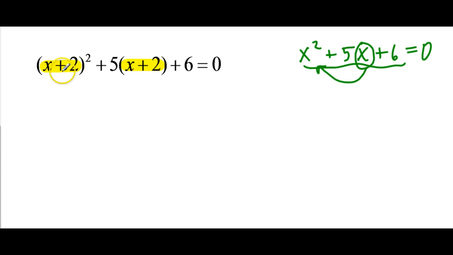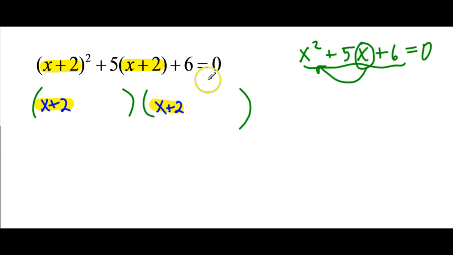So rather than FOIL this out, combine like terms, do the whole 9 yards, I'm going to treat this as my new x right there. My x plus 2 is x. So I'm going to factor like normal. Factor, factor. But instead of just putting an x right here, I'm going to put what really is there, which is x plus 2 and x plus 2. You can put it in parentheses if you want. And then here I'm going to put factors of 6, like maybe 3 and 2. And let's see how that works.